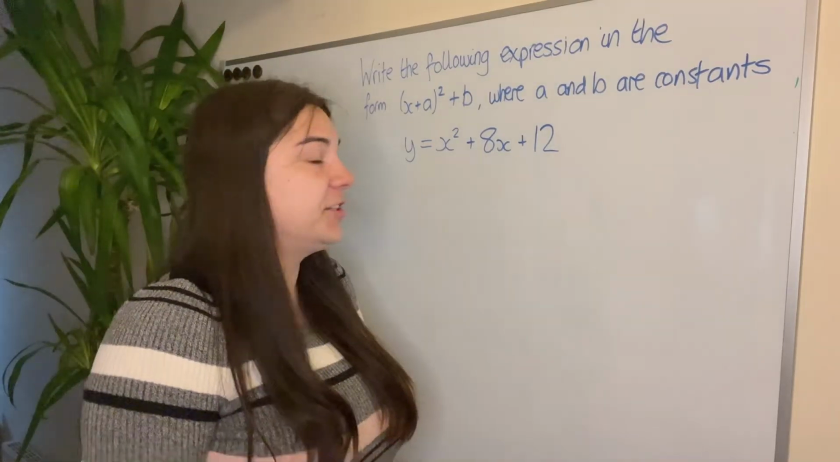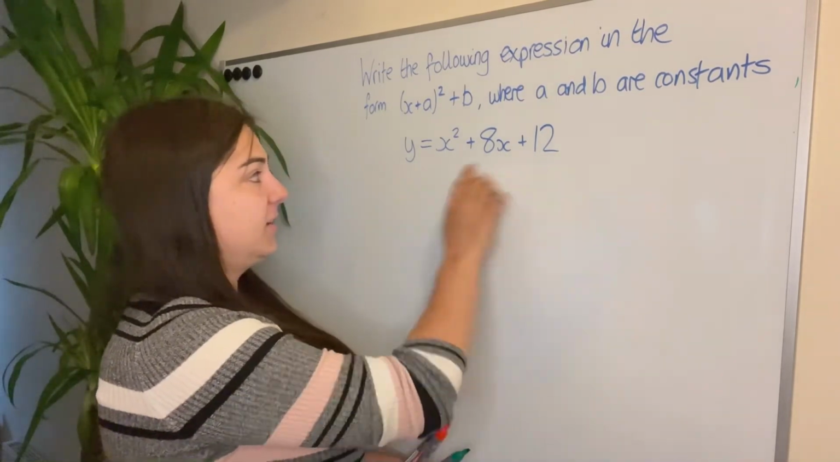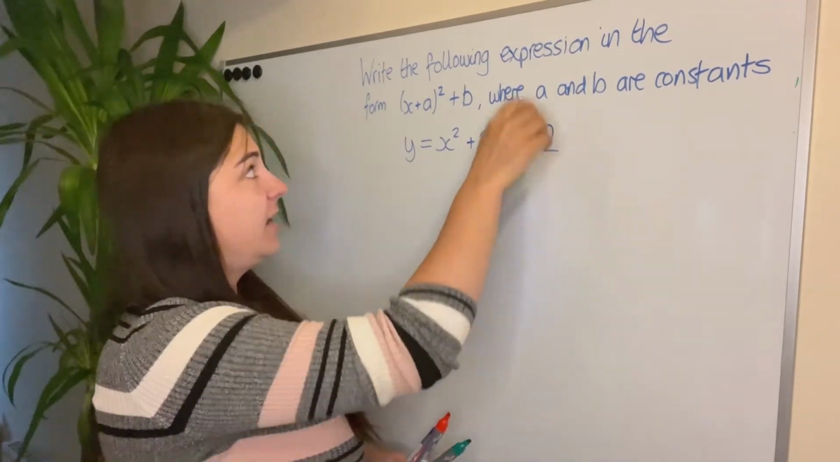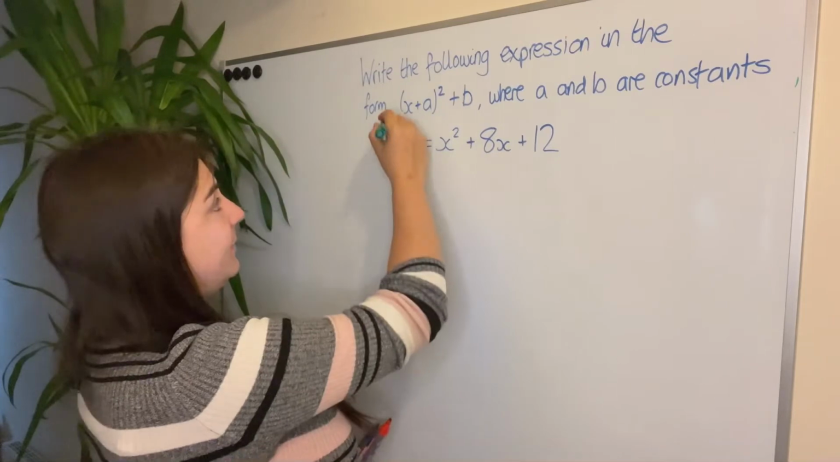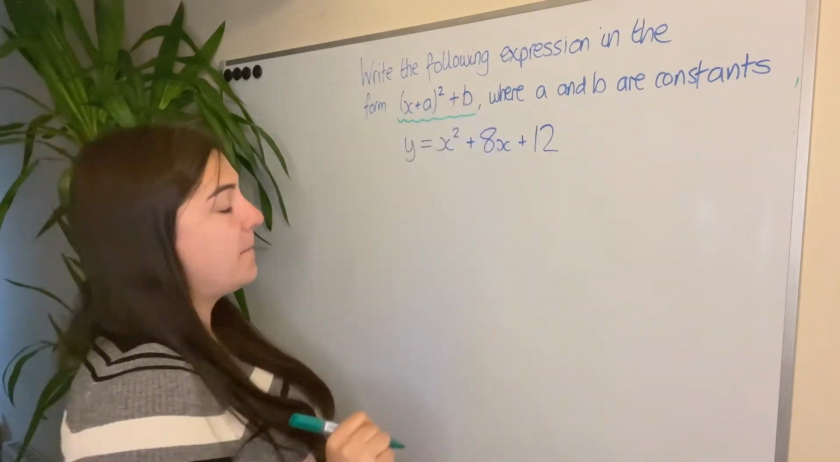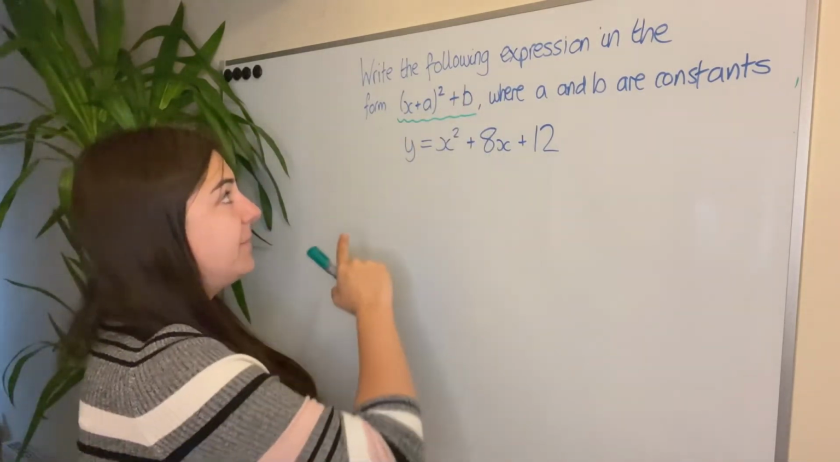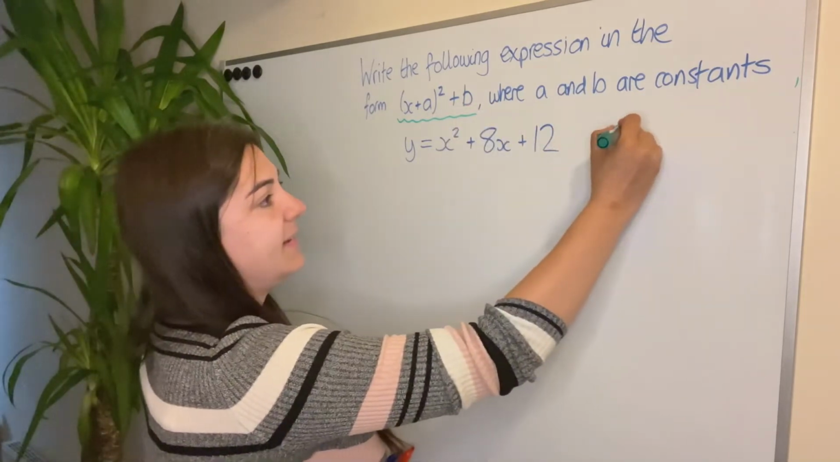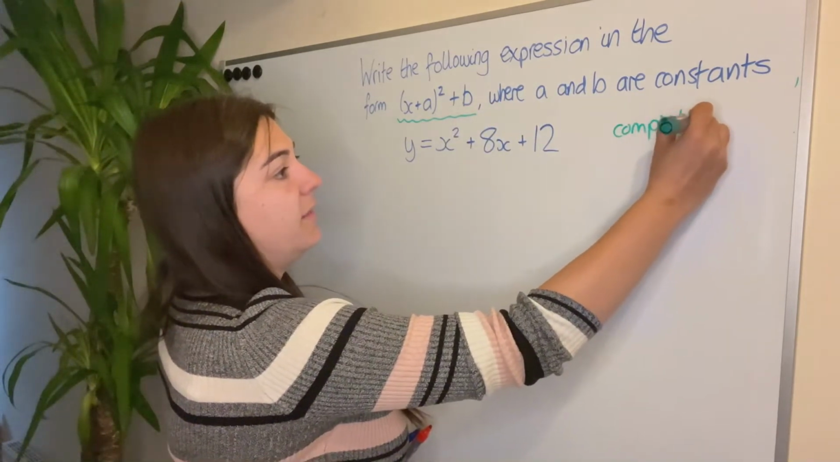So in this question, I've been given my quadratic, y equals x squared plus 8x plus 12. And I've been told to write it in the expression x plus a squared plus b. Okay, now what that means is the completing the square form.